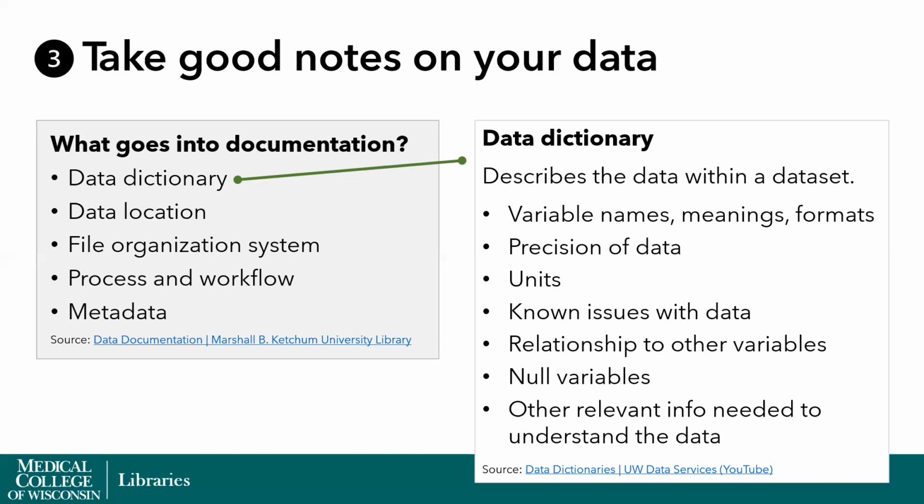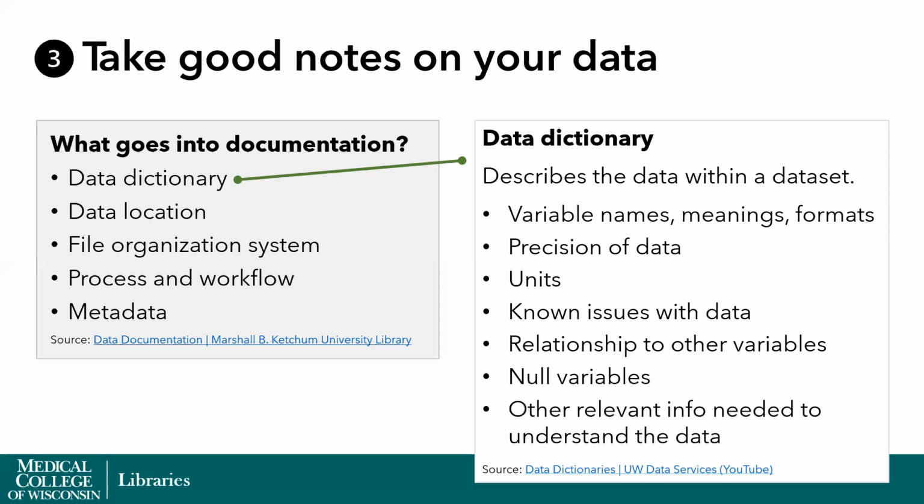If you've got any known issues with the data or relationships to other variables, so are some cells reliant on other cells in the spreadsheet in order to create the calculations? That should be stated in the dictionary. For null values, how are you handling these? Does null mean missing or unknown? If you've got a 0 there, what does that mean? Documenting that in your dictionary is important. And then any other relevant information that someone would need to understand the data.